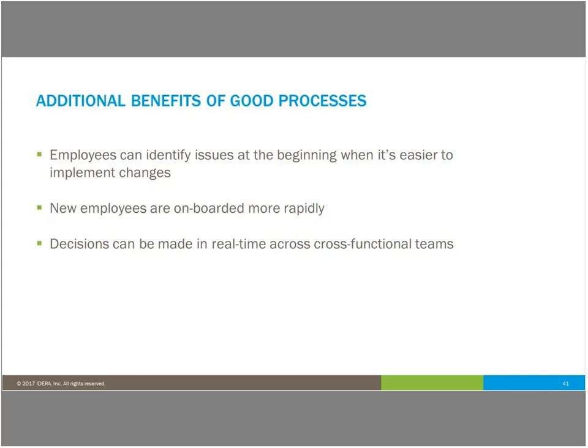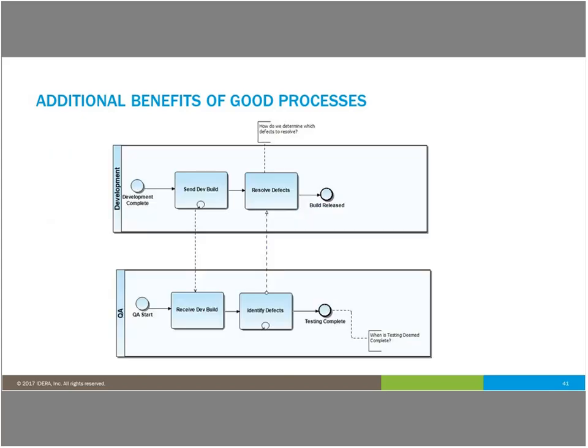Another benefit of having good processes is that decisions can be made in real time across cross-functional teams. So in this case, I've built a business process that is going between development and QA. I know that I'm going to send a dev build over to QA, and they're going to receive it. They're going to identify some defects. Dev's going to go back. They're going to resolve the defects. The circle's going to complete itself over and over, and then finally it's going to be released.